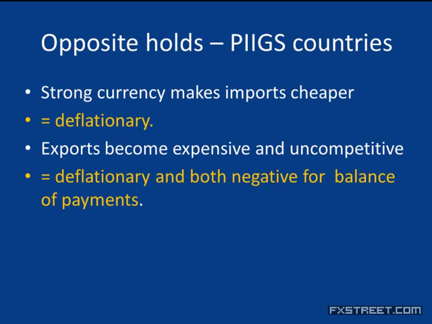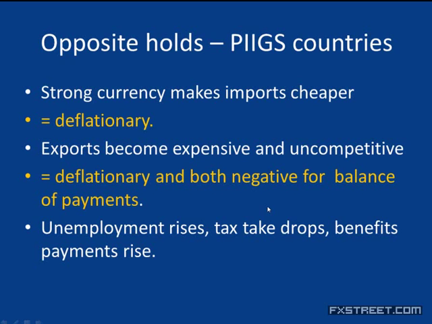And of course, you put those two things together, where you've got imports flooding in because they're relatively cheap and exports are no longer happening. The balance of payments is completely shot to pieces. You end up with more money leaving the country than comes in, purely on the trade balance. As a result of the lack of exports, unemployment rises, and as a result of unemployment rising, the tax take drops and the benefits payments rise.